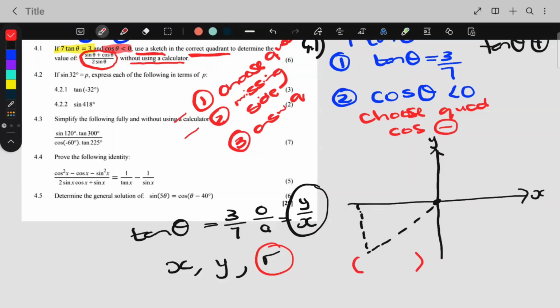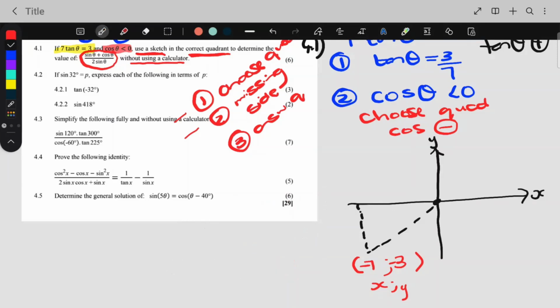So in quadrant number 3, you must remember the x-coordinate is negative and the y-coordinate is also negative. So if the y is 3 and the x is 7, then x is 7, y is 3, because you write your coordinates like that. But because I am in quadrant number 3, x is negative and y is negative. Okay, so now I'm going to work out my missing side.